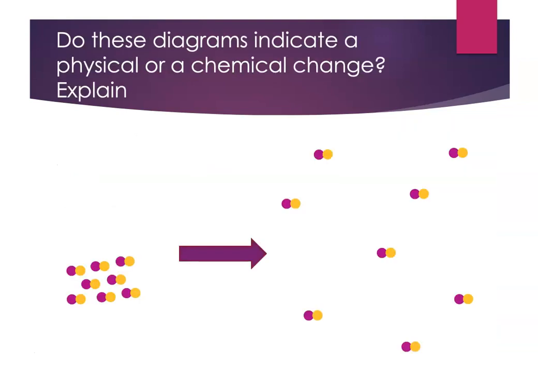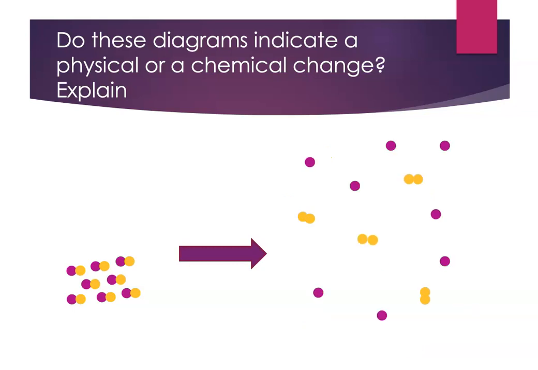So let's do some practice problems. Do these diagrams indicate a physical or chemical change? What do you think? Well, I'm looking at what's on the left. My reactants are molecules with one purple atom and one yellow atom. And then after, I have molecules with purple atoms and yellow atoms still in molecules, but they're spread out more. To me, that's a physical change because I underwent maybe a phase change. I pulled them apart, but I don't have any change in the identity. The molecules still have one purple atom and one yellow atom.